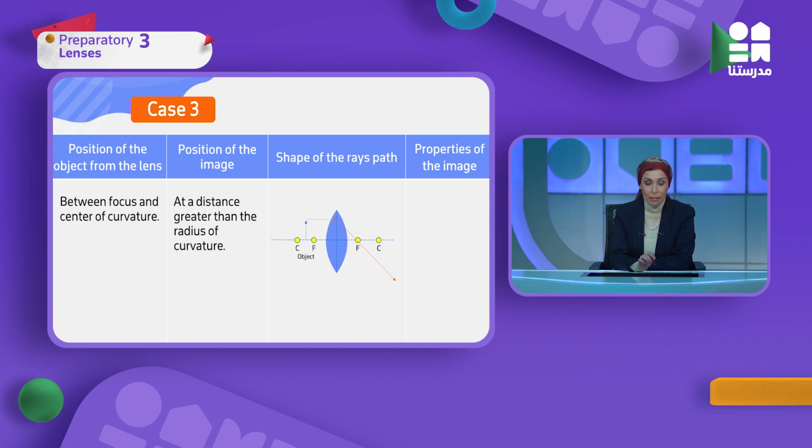Then the next ray passes through the optical center without any deviation. Look here at the intersection, at a distance greater than the radius of curvature. It came out right. Now I'm going to draw the image. Here is the image. Can you tell me the properties? Inverted, real, but magnified, larger than the real object. So here you can predict without any difficulty. I draw it and then I get the properties: real, inverted, and magnified. Next case.